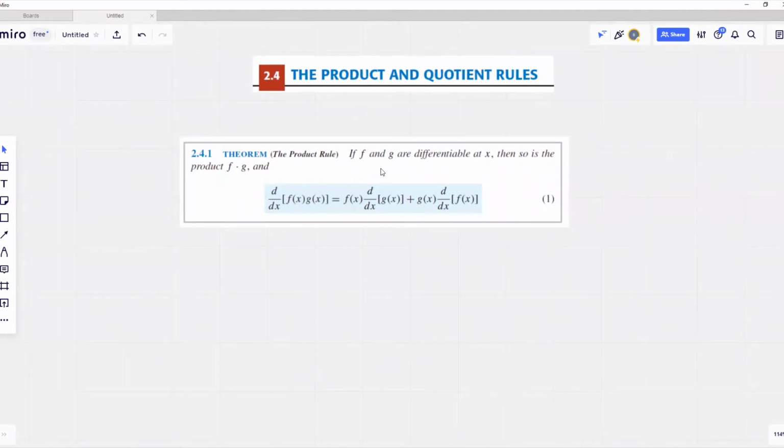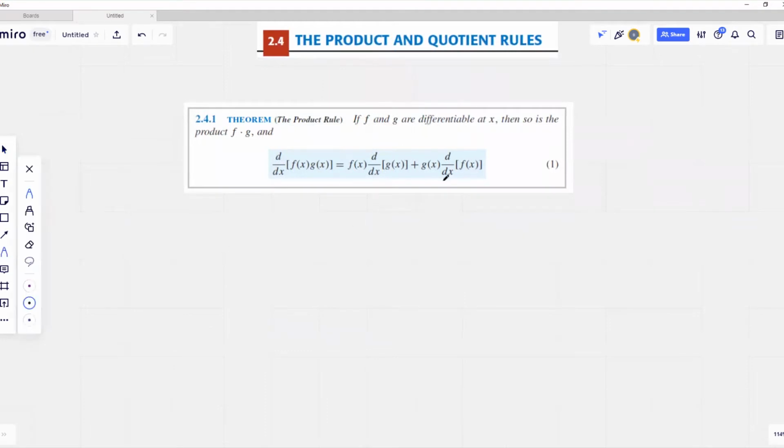So if we have two functions f and g that are differentiable at x, then their product is also going to be differentiable, and we can find the derivative of the product of these two functions as the first function multiplied by the derivative of the second plus the second function multiplied by the derivative of the first function. Okay, let's show why this is true by looking at the limit definition of the derivative.